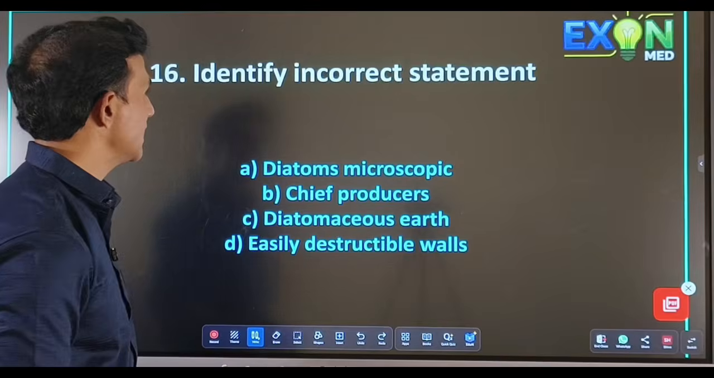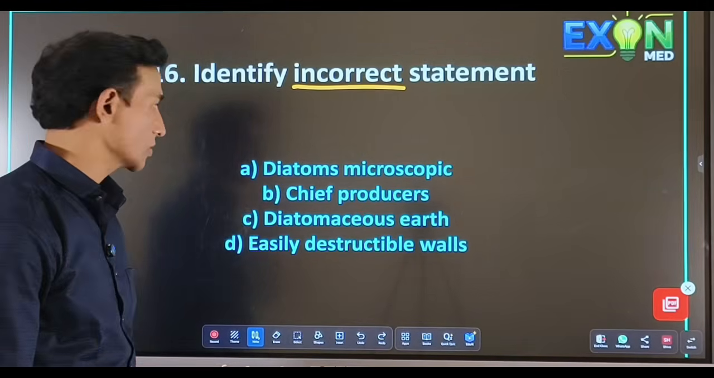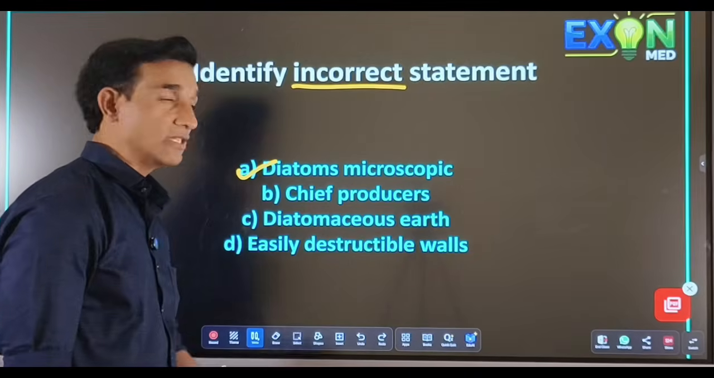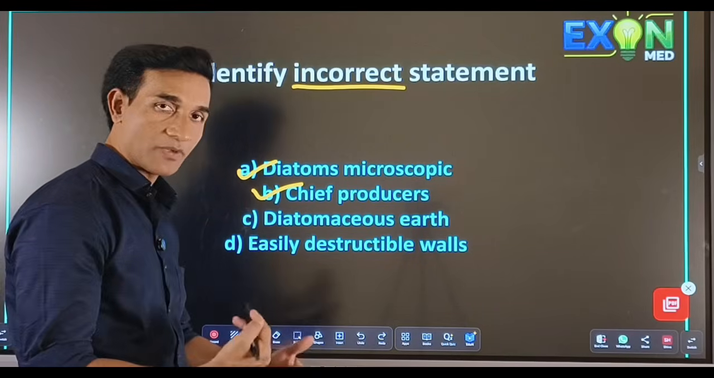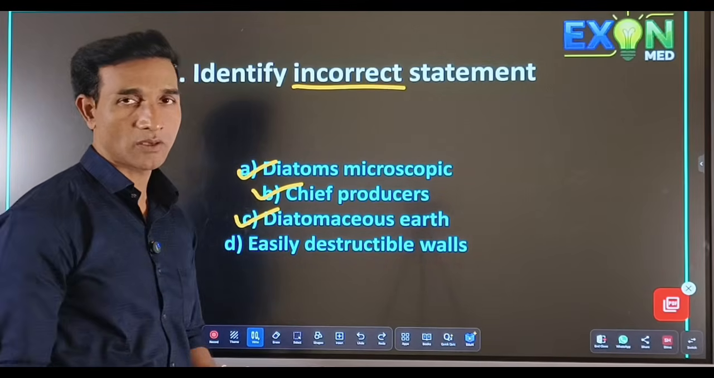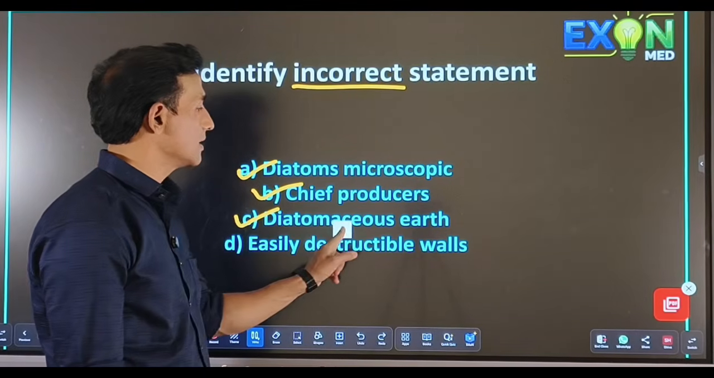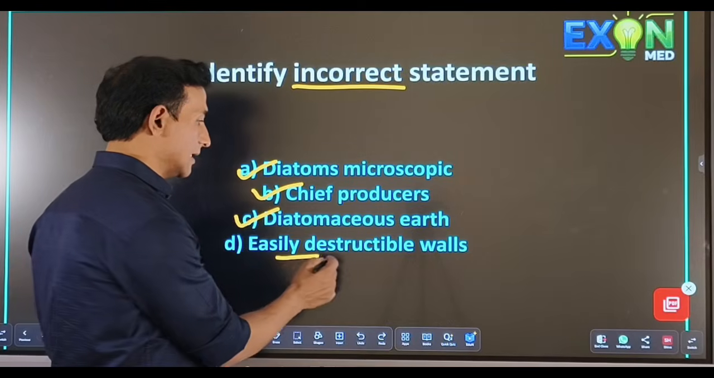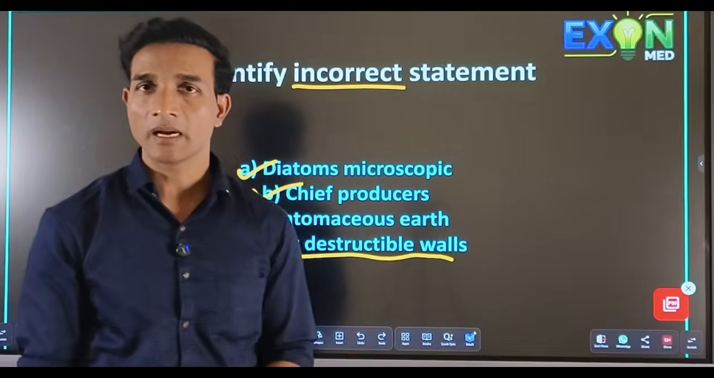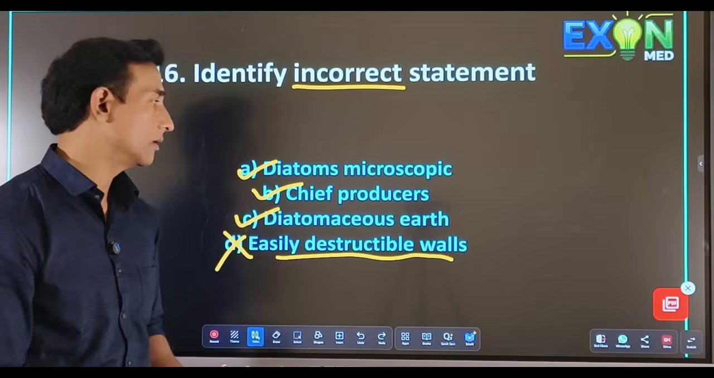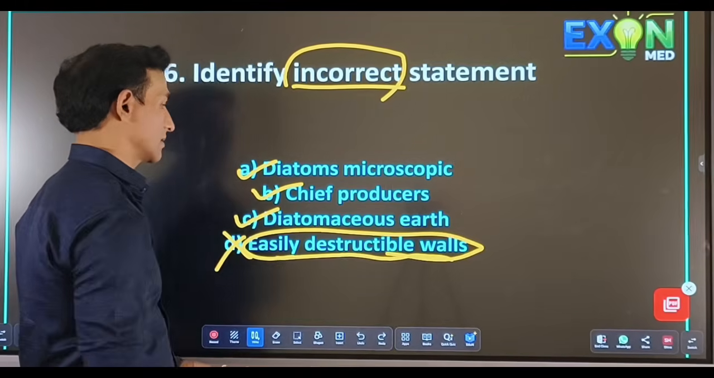Next question. Identify the incorrect statement. So which one is wrong? Diatoms are microscopic. It is correct. They are the chief producers of the ocean. Yes, it is correct. And they form diatomaceous earth because of their cell wall, which is very hard, indestructible. So they form diatomaceous earth, and easily destructible walls. This is wrong because their cell wall is made up of silica, which is indestructible. So here they have asked for the incorrect one, hence this becomes the correct answer.